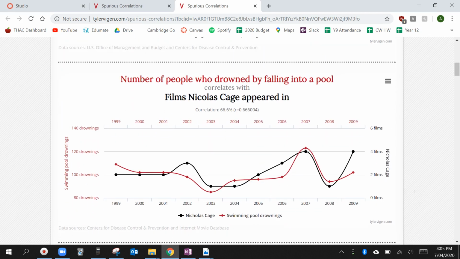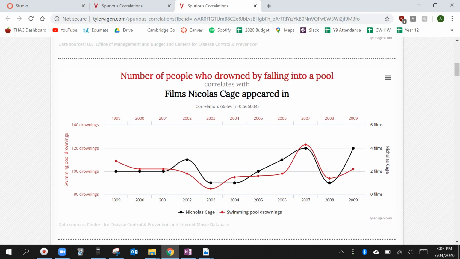Here's another one of my favorites. Number of people who drowned by falling into a pool correlates with the number of films Nicolas Cage appeared in. It's got 66.6% correlation. Even though it looks like there is some sort of relationship between these two variables, there's no causation. The number of people who drowned by falling into a pool was not caused by the number of films Nicolas Cage appeared in. It just looks like there is some sort of association, but there is actually none at all.